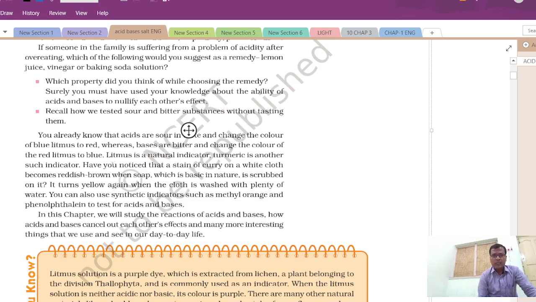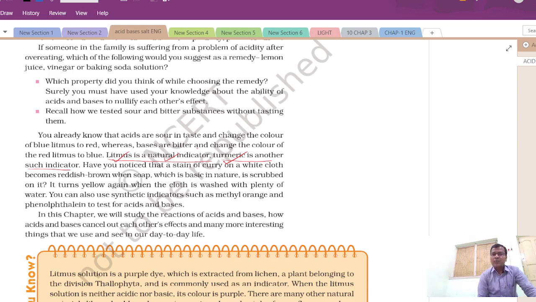So let's see. Litmus is a natural indicator. Turmeric is another such indicator. That means litmus and turmeric are natural indicators. What are indicators? Indicators just indicate by changing their color or odour when acid or bases are added to them. They either change their color or change their odour.